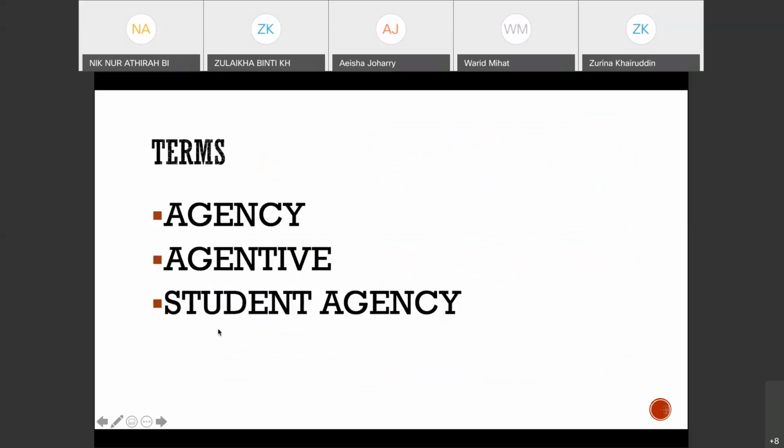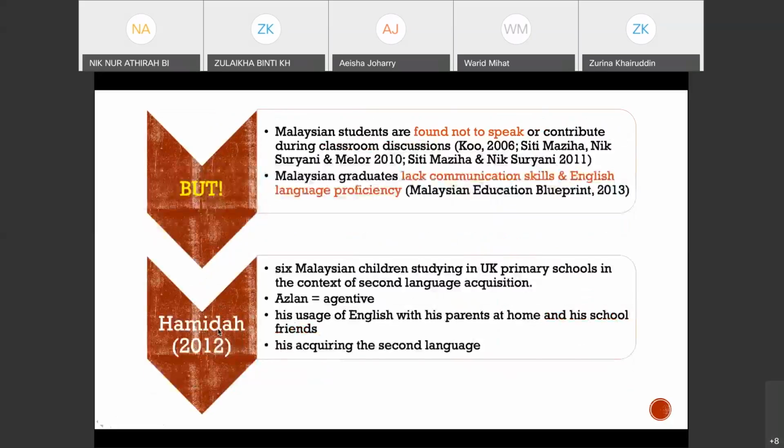However, a lot of studies have been done on looking at how Malaysian students communicate in classrooms. Most of this research found that they don't speak as much as we want them to speak. In fact, a lot of employers mentioned that our graduates lack communication skills, and they emphasize language proficiency.